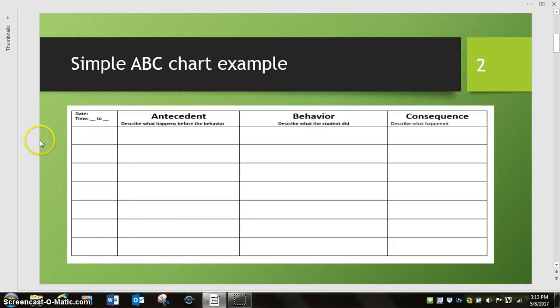Here is an example of a simple ABC chart. Now it consists of 4 columns, and what you'll see is on the far left is a column where you record the date and time of the behavior, followed by columns of the antecedent, behavior, and consequence. What you would do is provide a short description of the antecedent, behavior, and consequence in each applicable column.